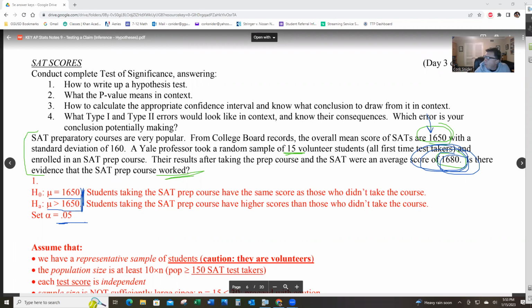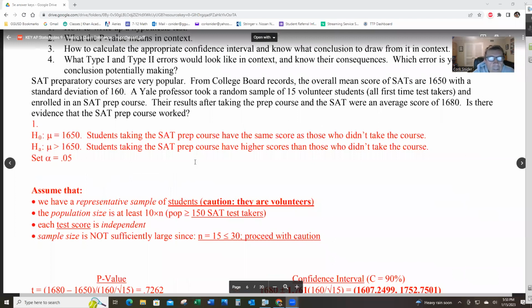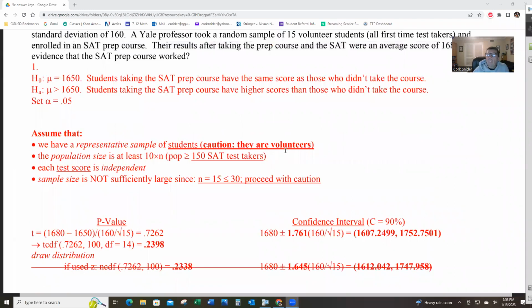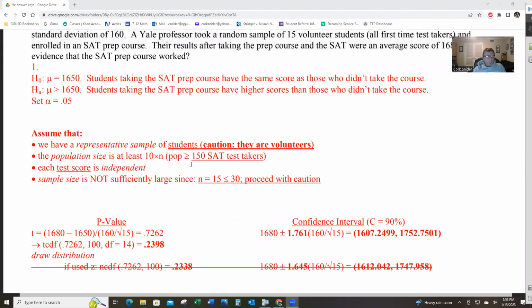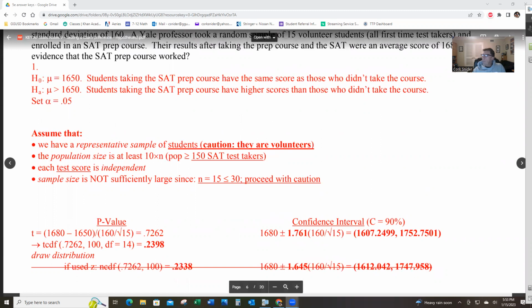All right, so here are our assumptions for this. Okay, we have a representative sample of students. Caution, they're volunteers. That's a good notation by me. Sometimes volunteers are a little more motivated, but we're going to assume that these are representative people. Most people taking the SAT are pretty motivated, so that's probably okay. And of course, we have at least 150 test takers. I highly doubt we sampled more than 10%. Each score is independent. They didn't cheat.